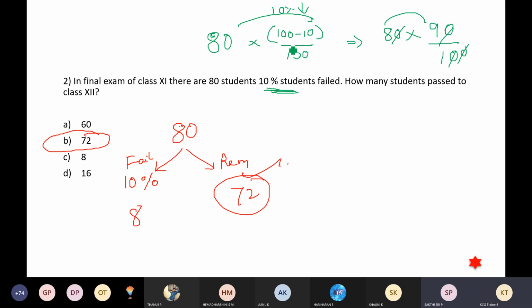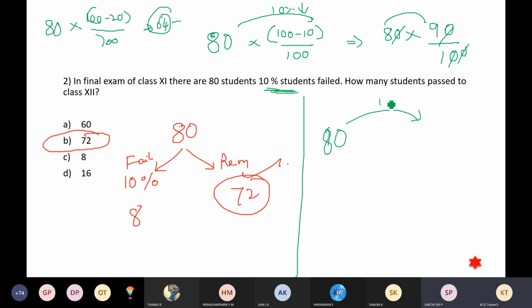If it is 20% reduction, 80 into 100 minus 20 by 100. So it will be 80 into 80 by 100. So my answer would have been 64. What if there is a 10% increase? 10% increase. What will I do then? Into 100 plus 10 by 100. So into 110 by 100. So my answer would have been 88.